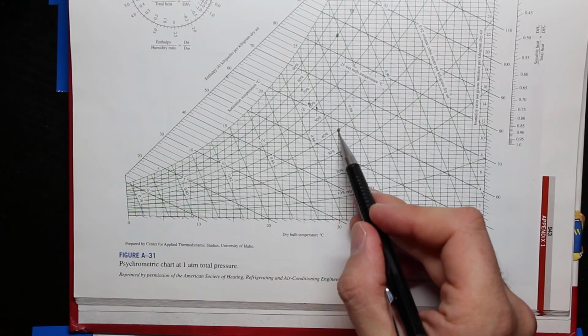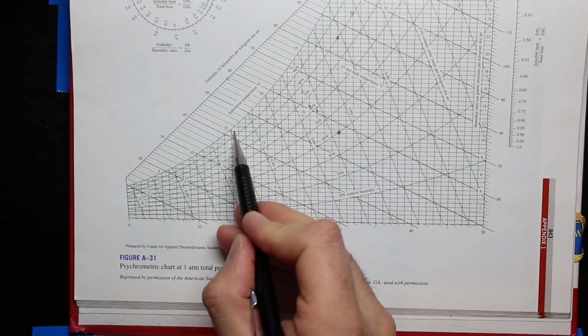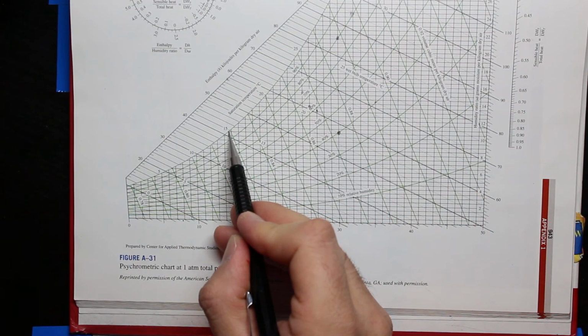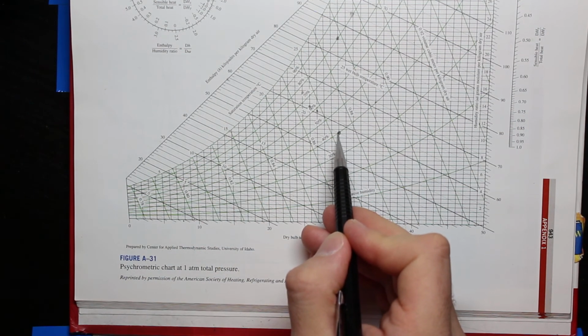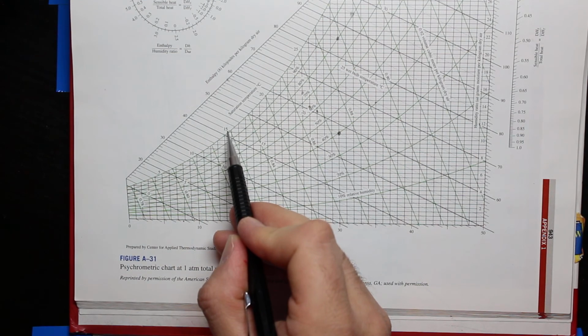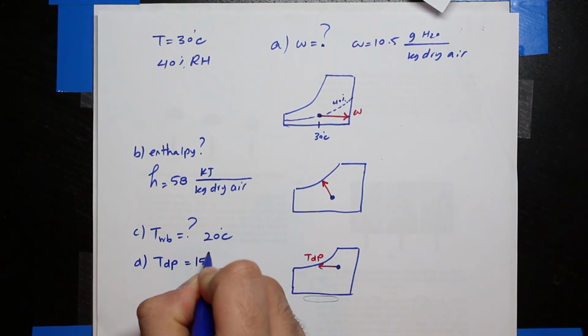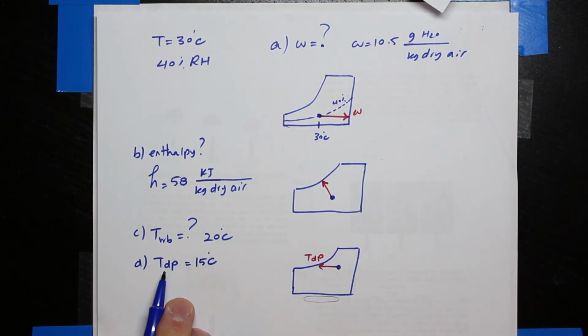So if this is my point, you want to go horizontally to the left and read the temperature that you have here. For this point, if I go to the left, you see here it says 15. We are actually very close to 15 degrees C. So I would say our dew point temperature is 15 degrees C. So this is dew point, dP.